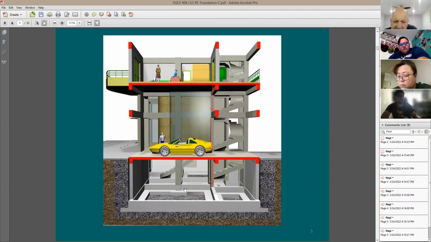Look here at the footing. It is not just isolated, because if you look here, you have other footings, you have other foundation. And you see here, it looks like a network. So you cannot call this an isolated footing.